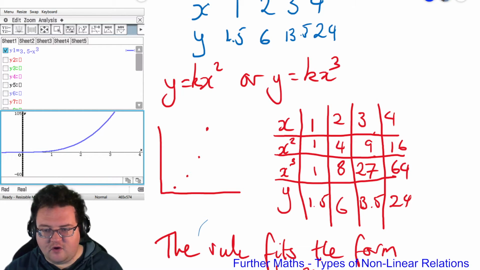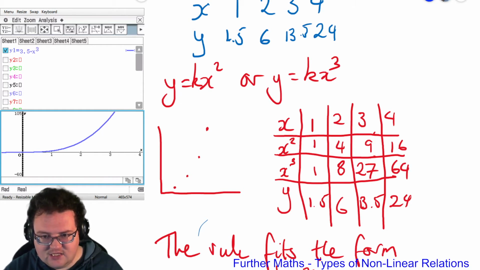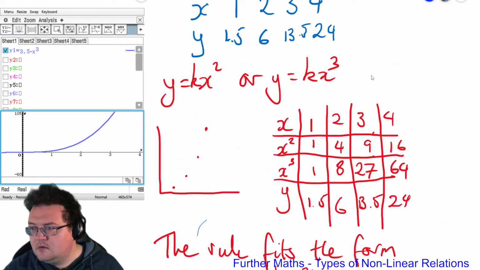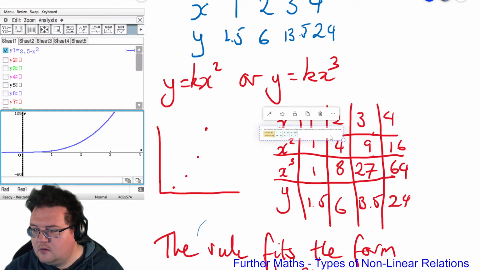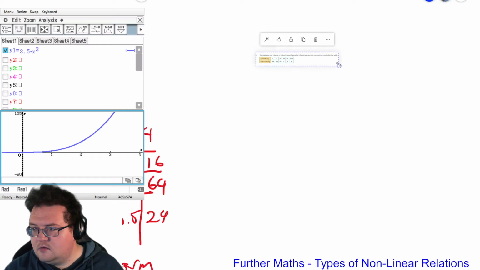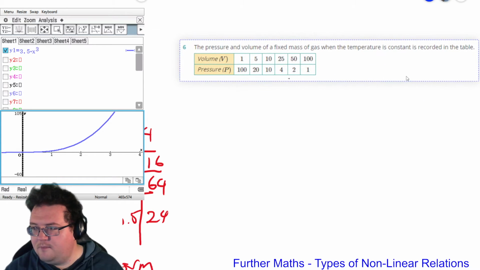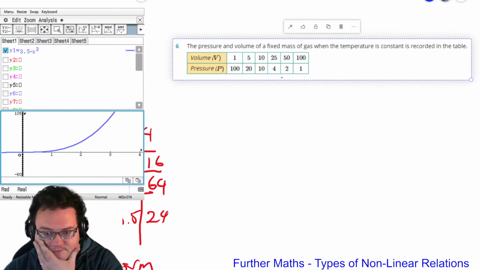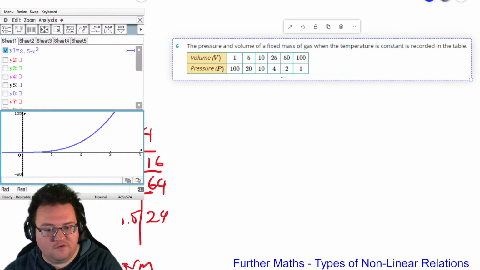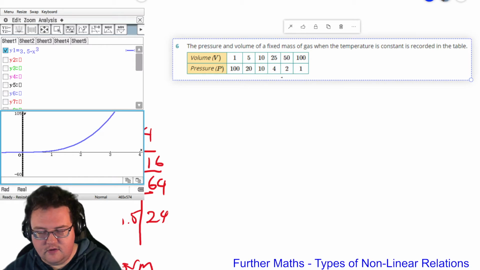The pressure and volume of a fixed mass of gas when the temperature is constant is recorded in the table below. Let's go over here. I like these. This is a good one. So I have that. What I need to do is find a rule that works for what I've got here.